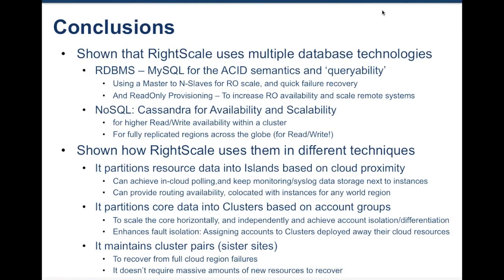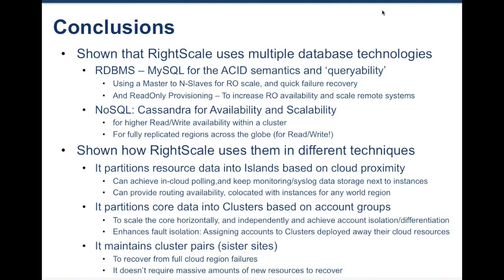And we showed you 3 different classes of data and how we partition them. One of them is partitioned based on what we call islands, and the idea is cloud proximity. That is, instances running on a particular cloud need to have all the resources from RightScale that will allow those instances to communicate with each other efficiently. Also, if a cloud fails, all the instances that do not belong to the failing cloud should continue to work without any disruption. And that's why the island makes sense.